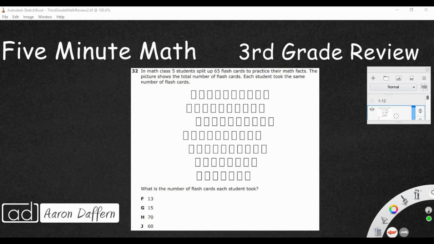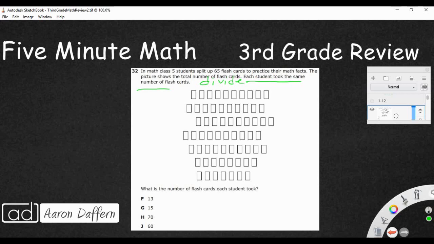So when we have each student took the same number, that is going to let us know that we can divide. So if you wanted to, you can break each of these up into groups of 5 until we kind of run out. So I'll show you how to do it with the visual, and then I'm also going to show you how to do it with long division, because that's something that gets introduced here. Or you can just skip count up by 5s until you get up to 65, because it's also going to be a multiplication fact as well.